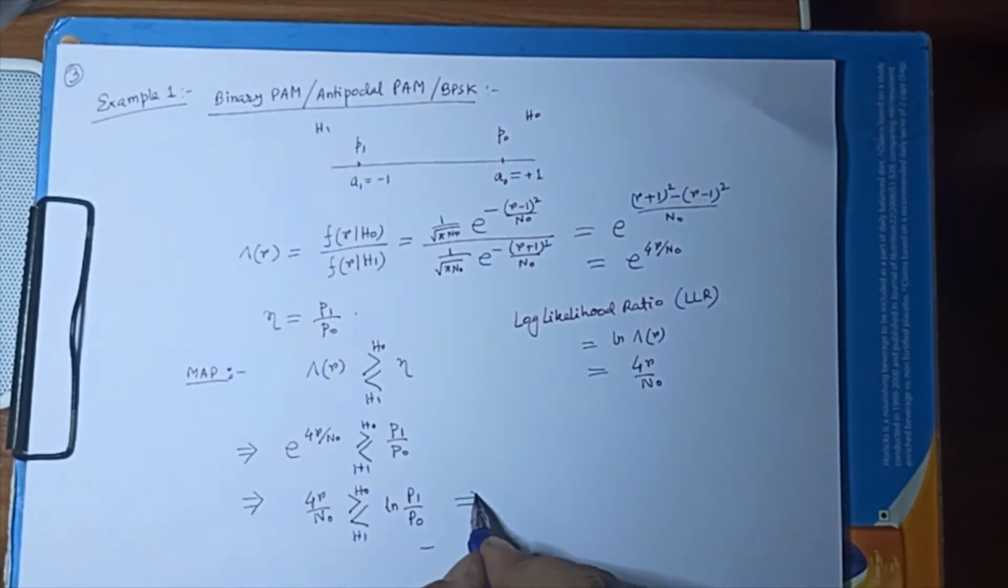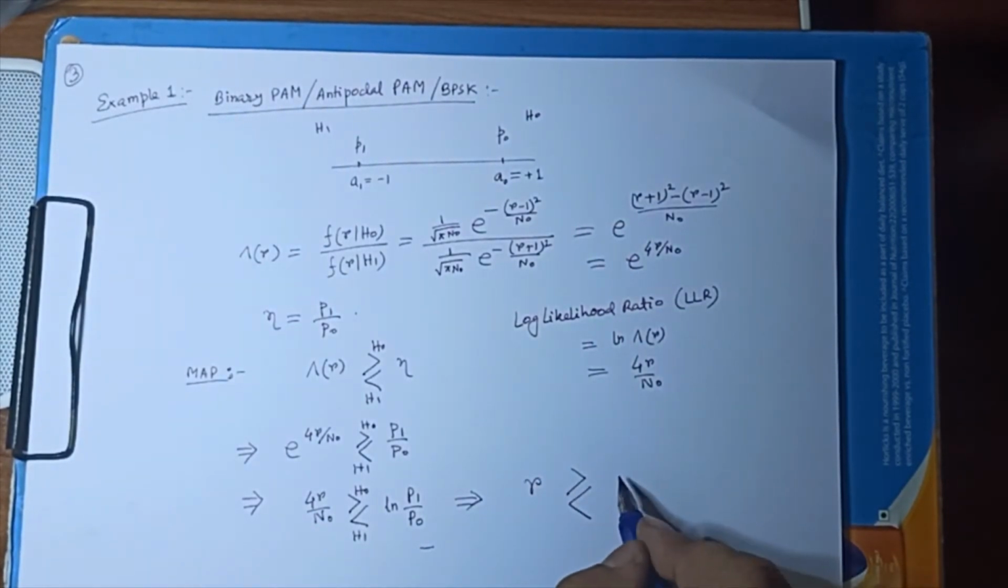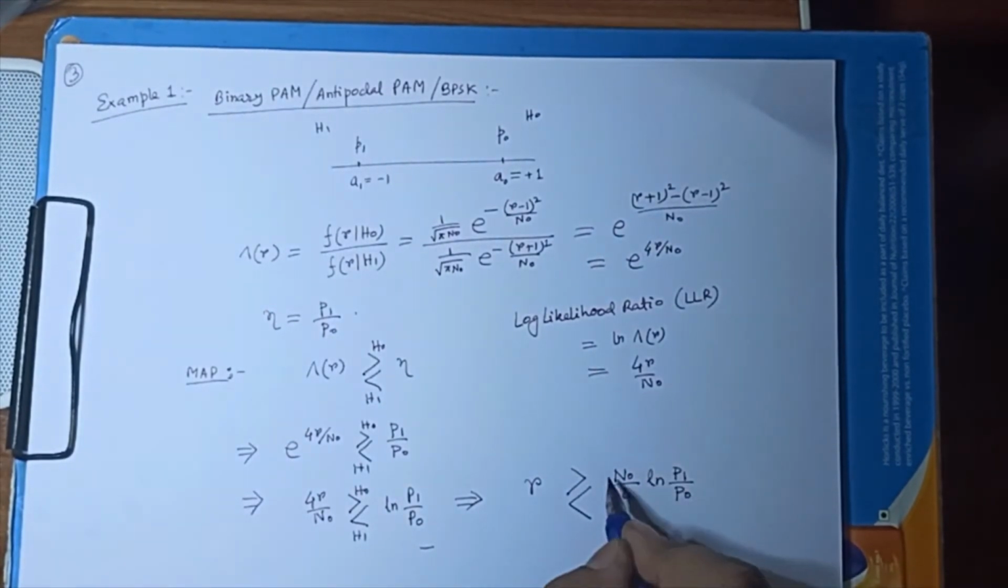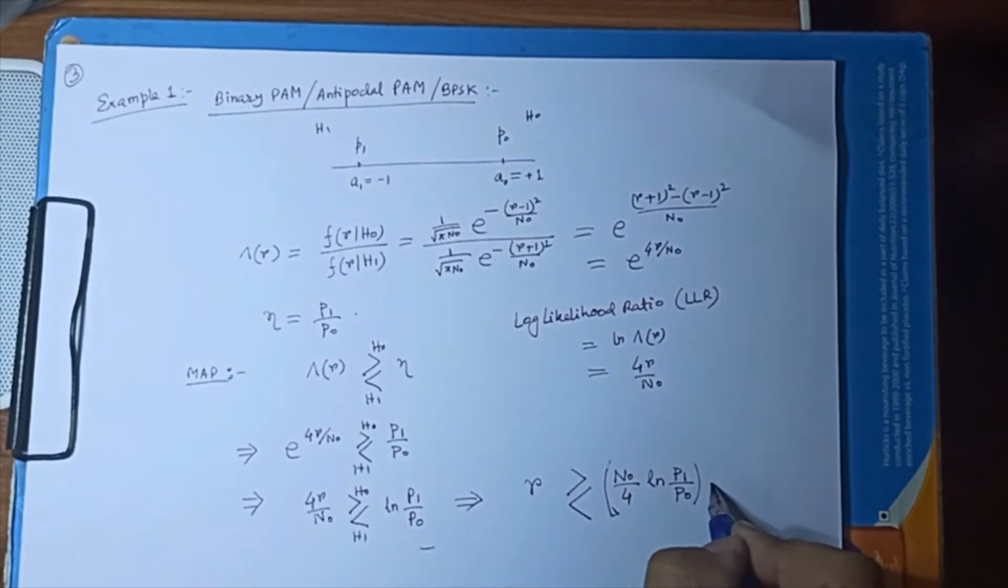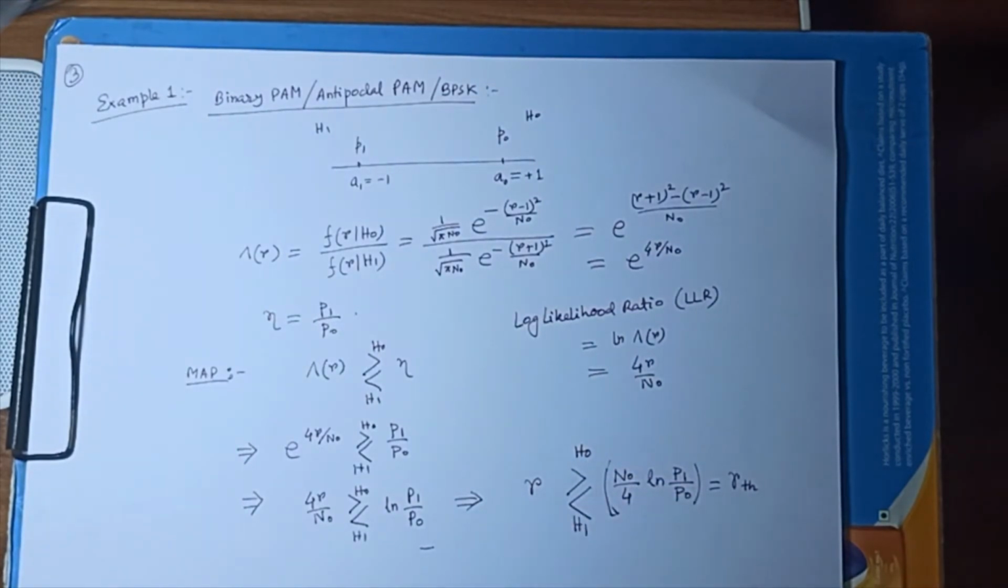So clearly you can get the relationship for r. If r is compared with n0 by 4 log p1 by p0, this is the threshold value, which I can write as r threshold. If r is greater than r threshold, you choose the hypothesis h0. If r is less than r threshold, you choose the hypothesis h1.